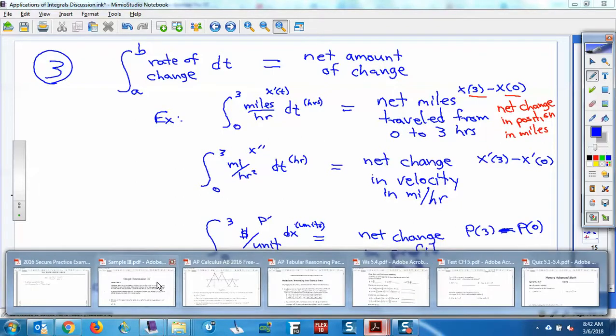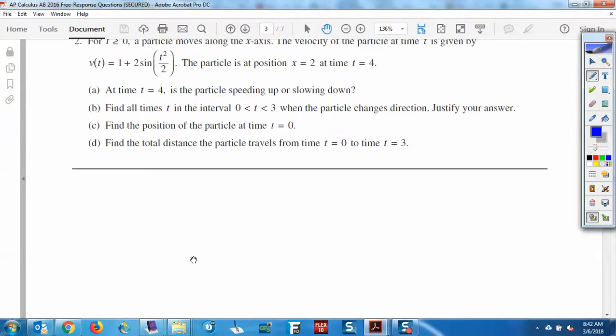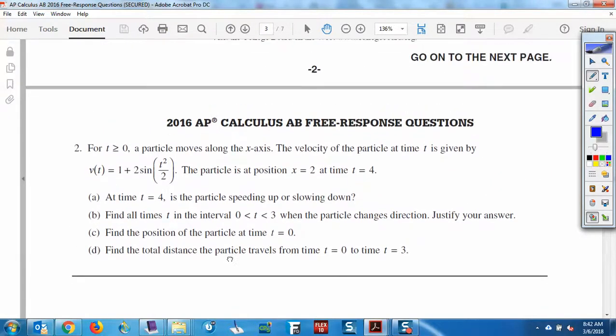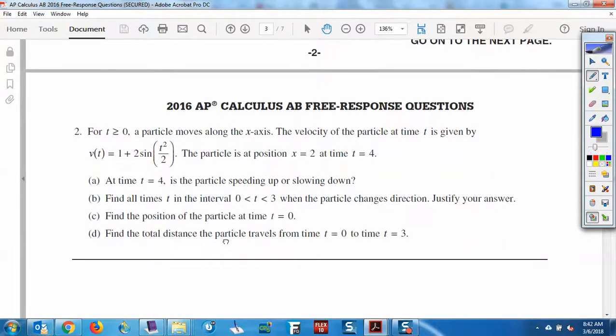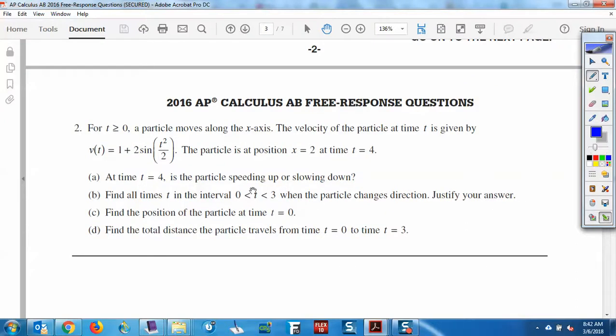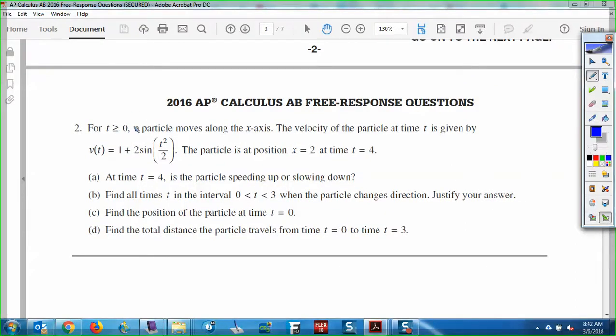Okay, so let's go to 2C. Let's talk about this. Here's a particle. The velocity is given here. This is a calculator problem, so have your calculators ready. The particle is at position 2 at time 4. How should I write that? The particle is at position x equals 2 at time t equals 4.